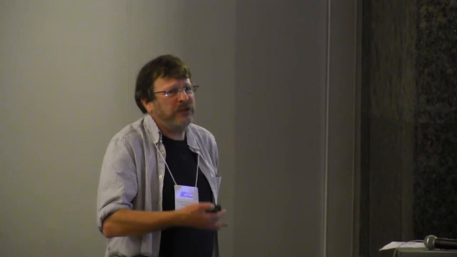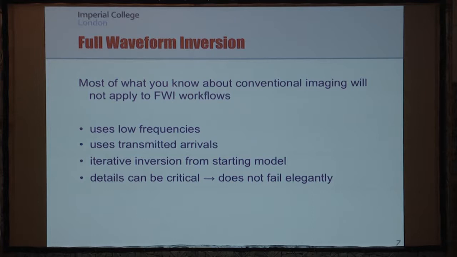The second thing is we, by and large, don't use reflections. Well, at least we use them, but we get most value or most uplift in the model, not from the reflections, but from transmitted arrivals. That is, from energy that's gone down, turned, been refracted, and come back on ray paths that look like this, not energy that's gone straight down and been reflected back. So these transmitted arrivals are very important, and I'll show you those when we look at the data. So these are two things that are very, very different to conventional seismic imaging.